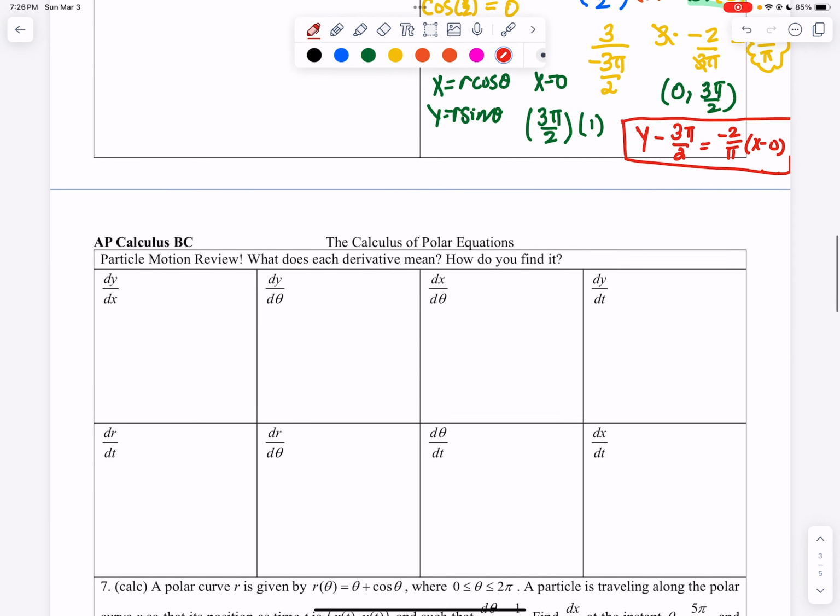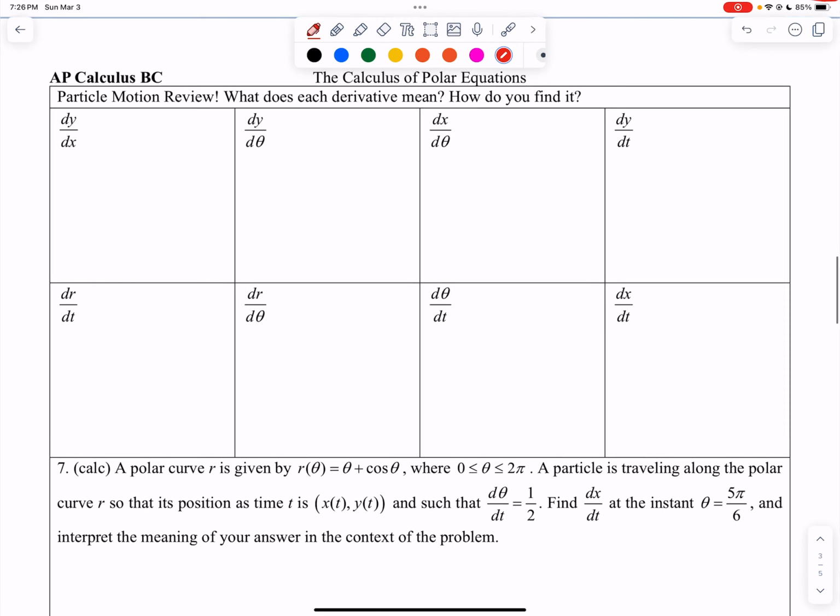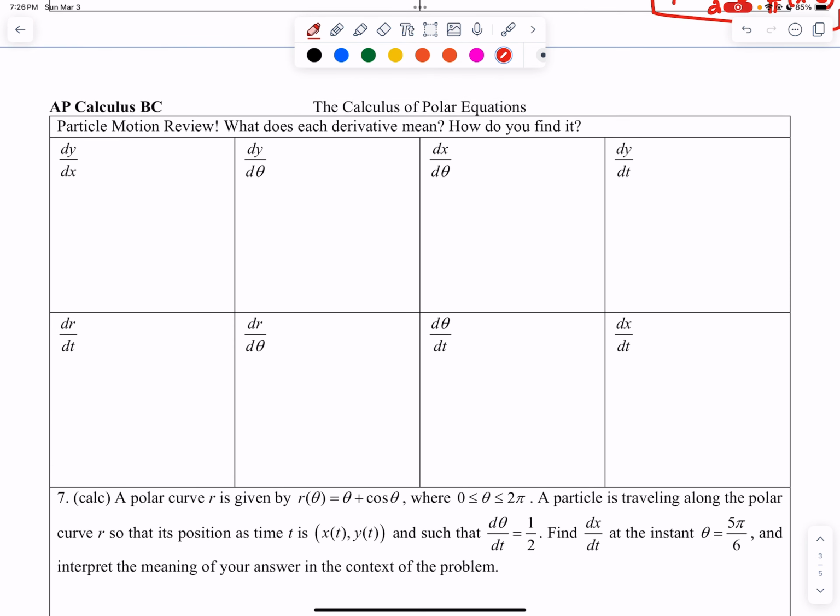All right, in the next video, we are going to be talking about more on polar equations in terms of parametrics. So we're going to be doing a lot more of PVA and, of course, chain rule in the next video.